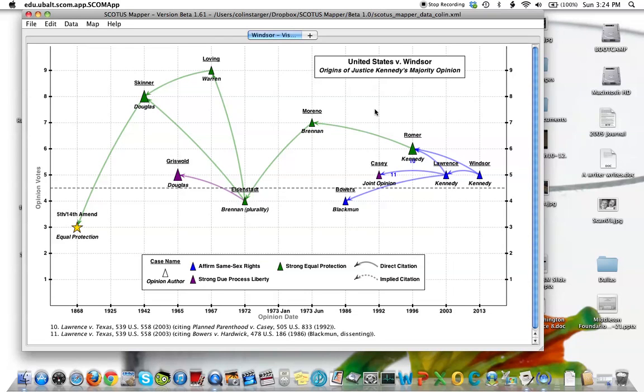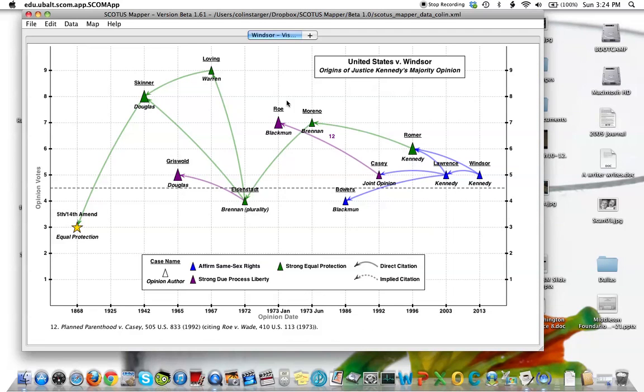The other line of cases is the substantive due process line of cases. Lawrence, in turn, cited back to both Bowers, the dissent in that case, the majority in Bowers had upheld a ban on same-sex sodomy. Blackmun's dissent was one that Kennedy explicitly cited to, and he also cited to the substantive due process case Casey, which upheld the woman's right to choose an abortion, which came from Roe v. Wade, the infamous or famous 1973 Blackmun decision.